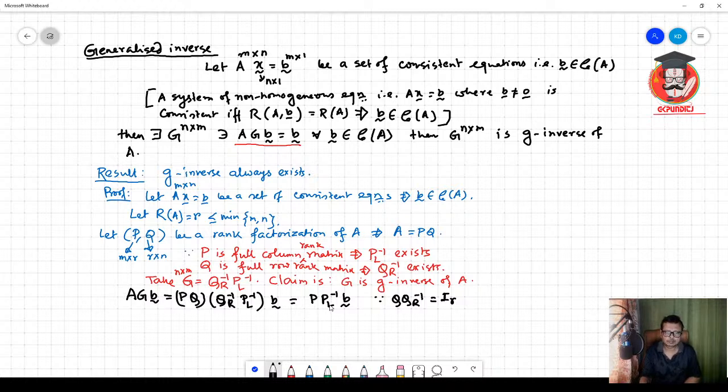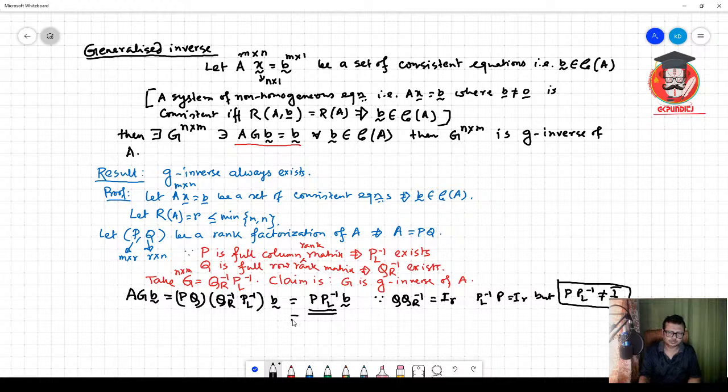Mind it, PL inverse is a left inverse of P. Please listen carefully. PL inverse is a left inverse of P. So please do not write P PL inverse is equal to I, because if you write P PL inverse equal to I, this is wrong. PL inverse P equal to I_R, but P PL inverse is not I, because PL inverse is a left inverse. Okay, clear?